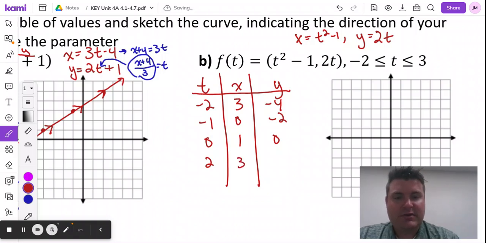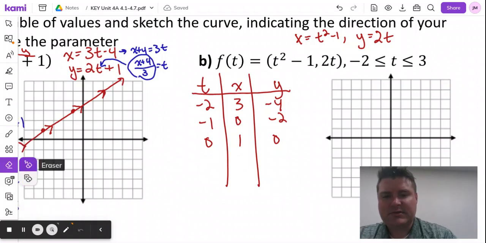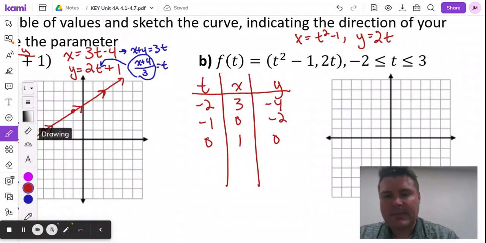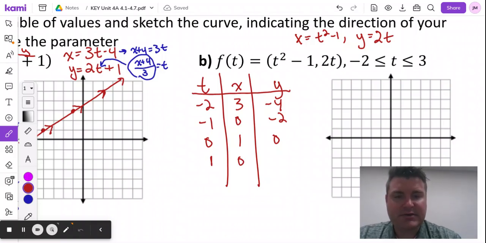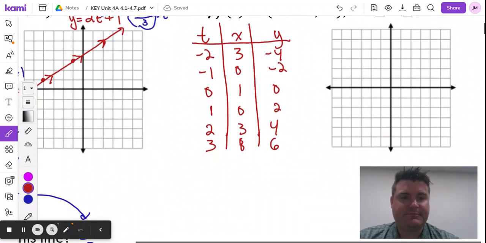Then we're going to go with, oh, why did I just select 2? Oh, silly me. T equals 1 goes back to 0, and this goes to 2. If I select a 2, that's going to give me x is 3, y is 4, and last but not least, we're going to plug in a 3, and that's going to give me 8 and 6.